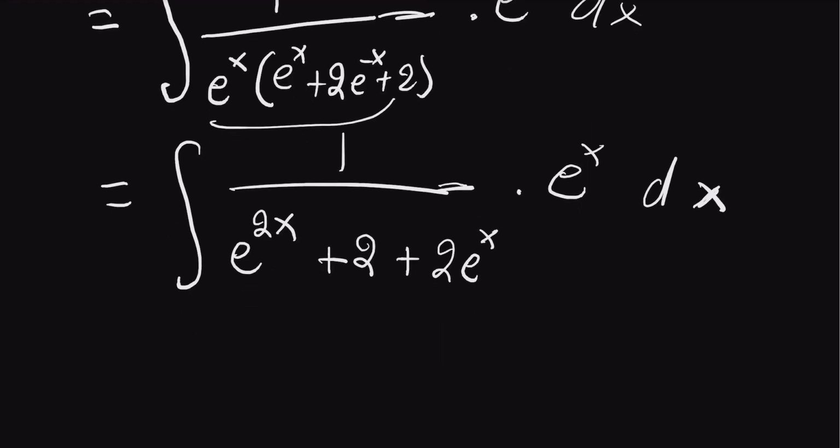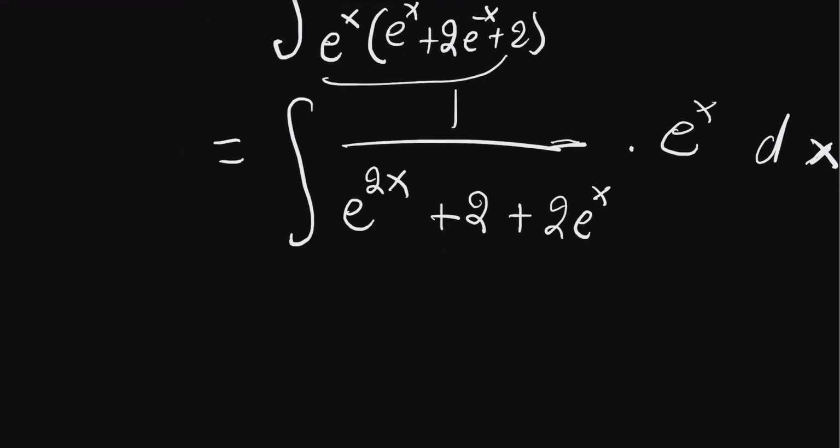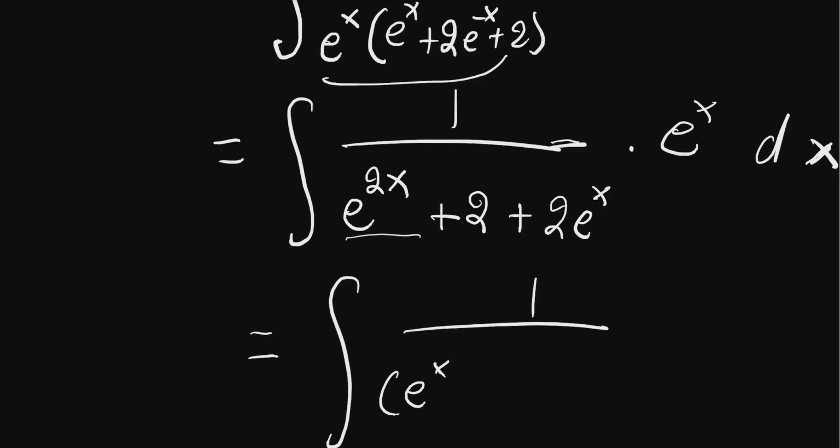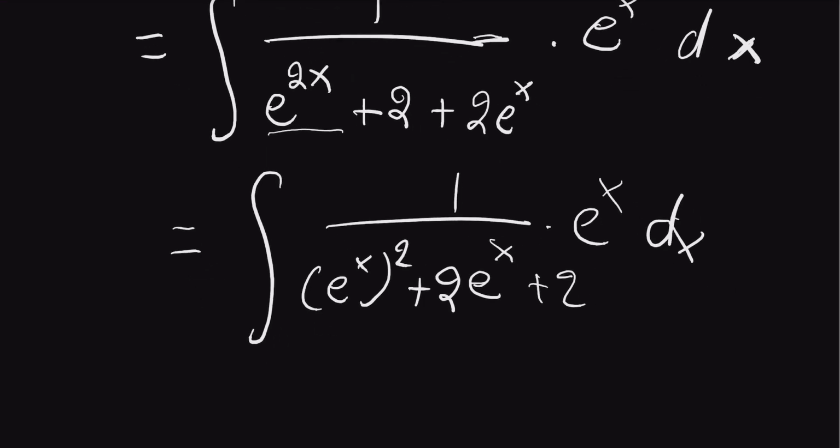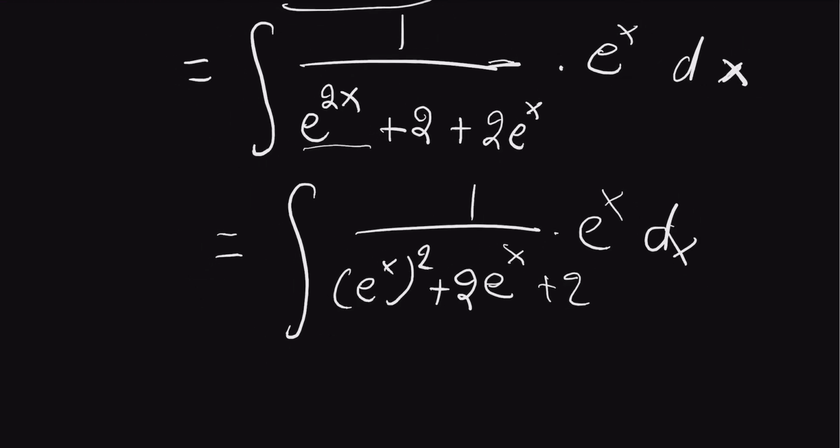with our dx. Now all I'm going to do is rewrite this e to the 2x as e to the x squared. So I have the integral of 1 over e to the x squared plus 2 times e to the x, dx. Alright, now what we're going to go ahead and do is some u substitution.